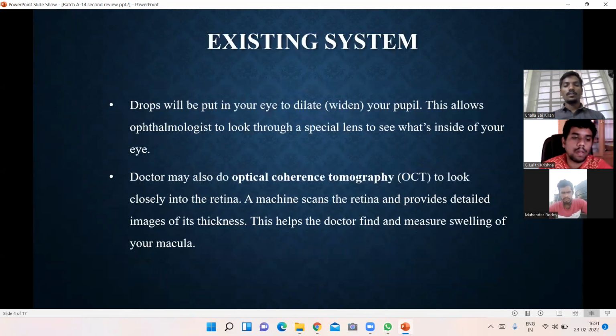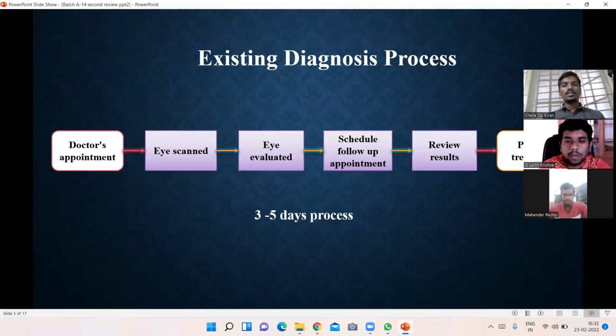So in our existing system, we need to put drops in your eye to dilate your pupil. This allows ophthalmologists to look through a special lens to see what is inside your eye. The doctor may also do optical coherence tomography to look closely into the retina. A machine scans the retina and provides a detailed image of its thickness. This helps the doctor find and measure swelling of your macula. So this is the diagnostic process of the existing system.